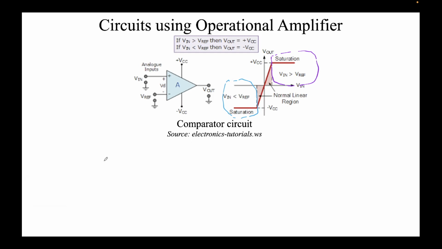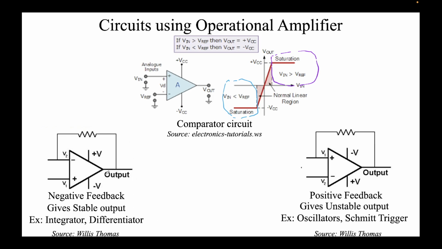But in order to get some gain, we typically operate in the linear region, which you see over here, right? This is where we operate. And how do we operate in this region? Usually we apply feedback, right? So what do we mean by feedback? If the output voltage is being connected to either of the two terminals, it's a feedback. In this case, it's negative feedback because output voltage is being fed to the negative terminal of the operational amplifier. Hence, this is called negative feedback. Usually, this gives a stable output, and some of the common examples are integrator and differentiator.